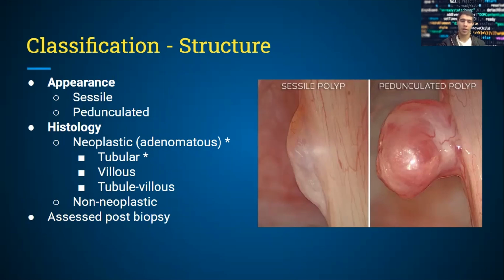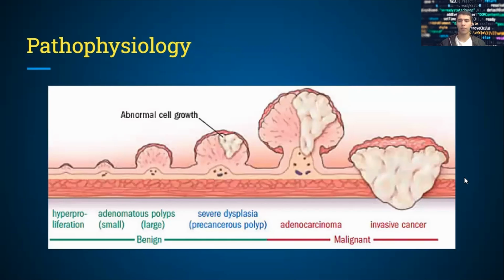So some might be benign or they might be cancerous. What you need to do in a biopsy is take a sample of that tissue and analyze it. And once you analyze it, it can fall under these categories. It can either be neoplastic or non-neoplastic. And for today, we'll be discussing the neoplastic category because those are the ones with potential malignancy for future development into cancer. This is the pathophysiology of how a polyp can develop into adenocarcinoma.